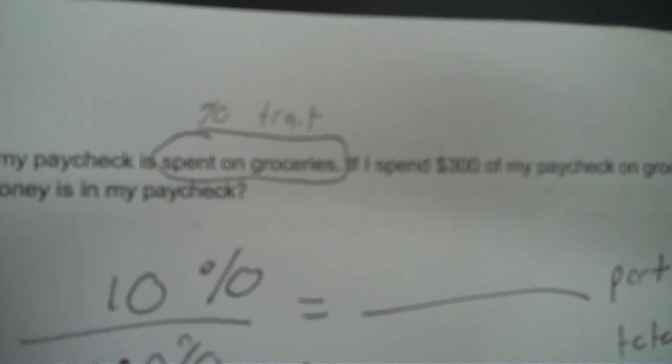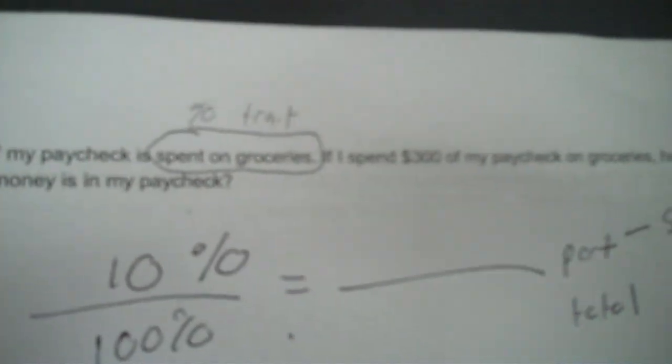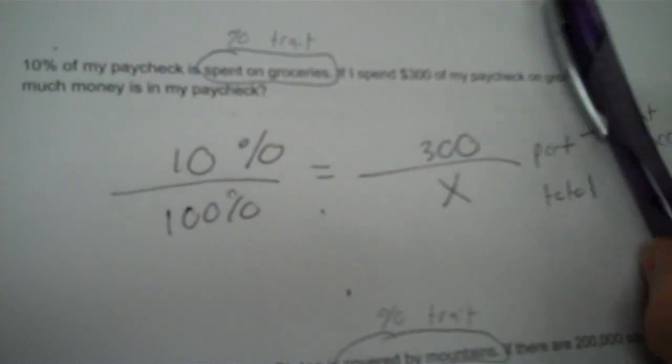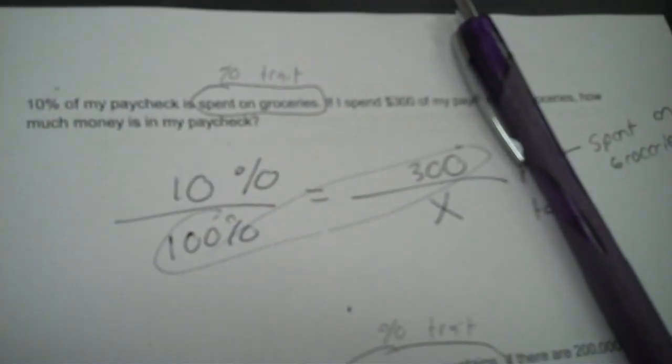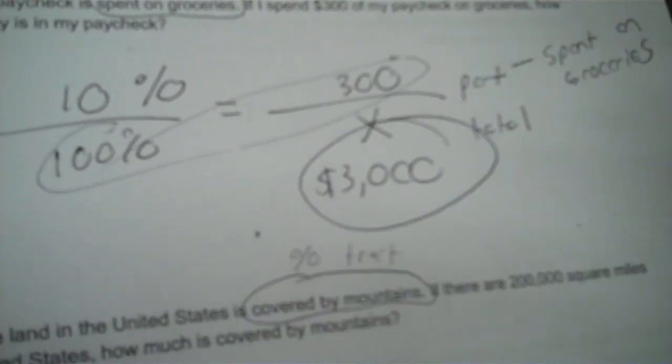Now, you need to reread the problem and tell me if $300 is spent on groceries. 10% of my paycheck is spent on groceries. I spend $300 of my paycheck on groceries. How much money is in my paycheck? Obviously, it says 300 spent on groceries. That's the part. You put X, and then you cross multiply and divide. So you take 100 times 300 divided by 10. $3,000 is in your total paycheck.